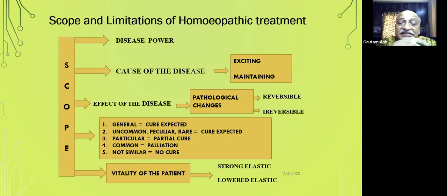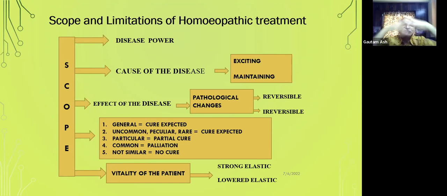Then the cause of the disease, exciting or maintaining. Both the causes will be giving functional disturbances in the GI. So we will take the case. Effect of the disease, pathological changes: if it is reversible, definitely we will take the case for treatment, whatever may be the type of the disease. Irreversible, definitely we will take it, but we will formulate the type of treatment which will be given. That means we will give palliation wherever possible.